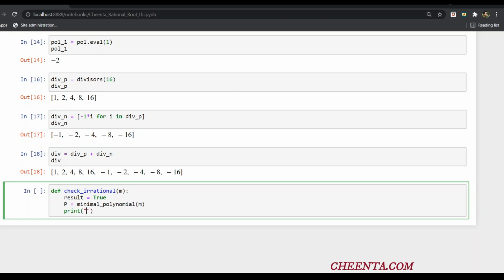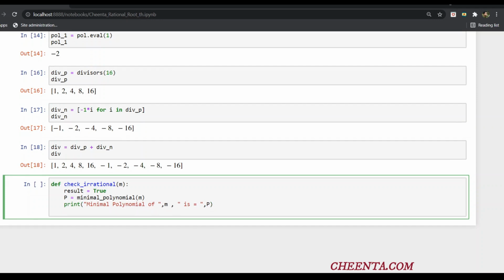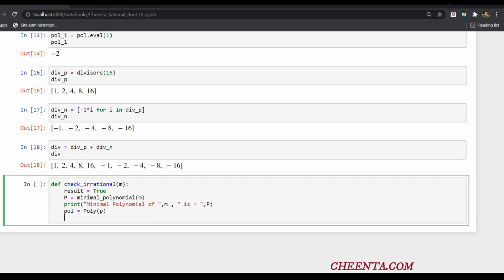To print it down you don't need the LaTeX format, so you guys can actually run this code on your machine too without using the LaTeX format. Minimal polynomial of m, let me write it down a little bit cleaner, is p. So this will print out the minimal polynomial, and then I will define a polynomial using the poly function. Let me make it small p, because minimal polynomial.